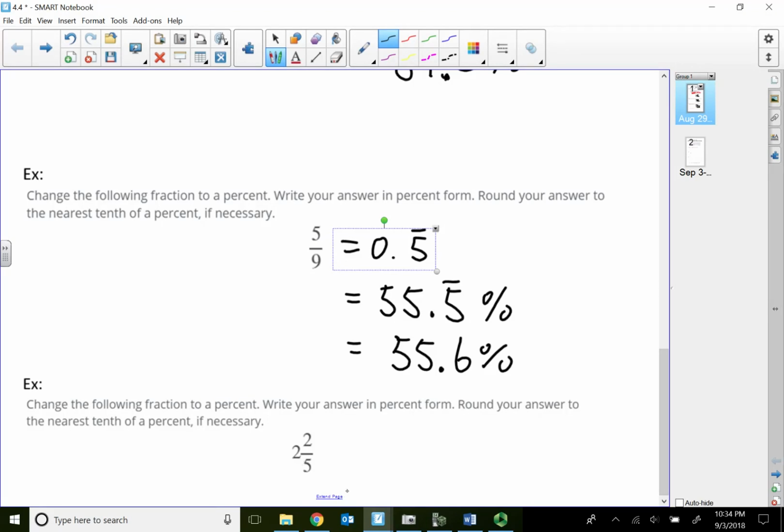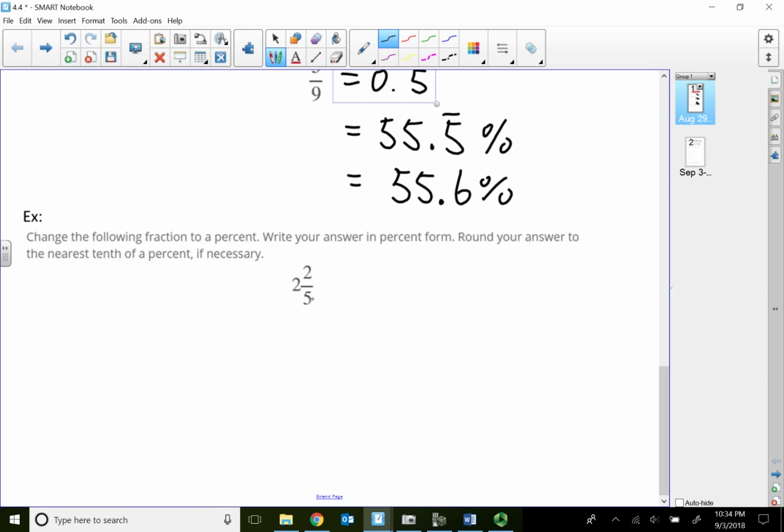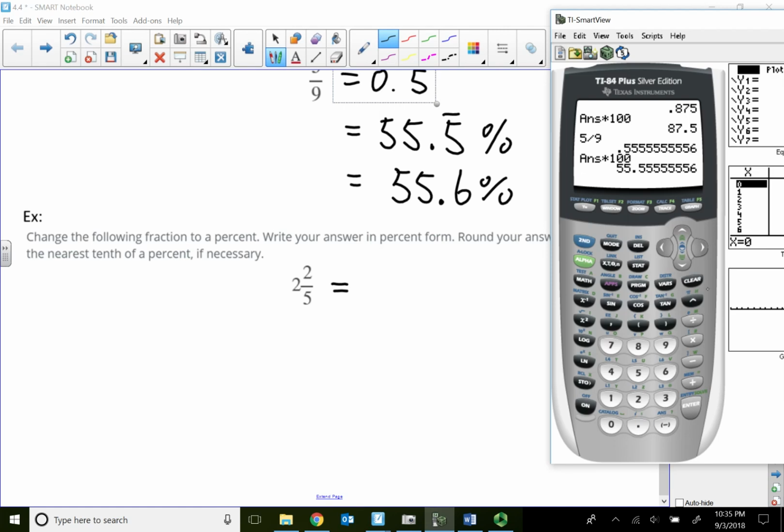Okay, let's round it to the nearest tenth. Now this 2 and 2/5 is very interesting because this whole number 2 is already indicating 200%. So this is over 100% already. So let's put this in the calculator. Enter the mixed number 2 and 2/5 in the calculator as 2 plus 2 divided by 5, which I know is 2.4. So that's the decimal form.